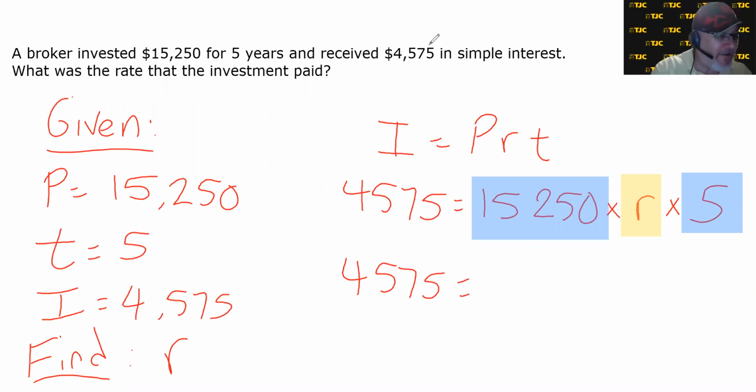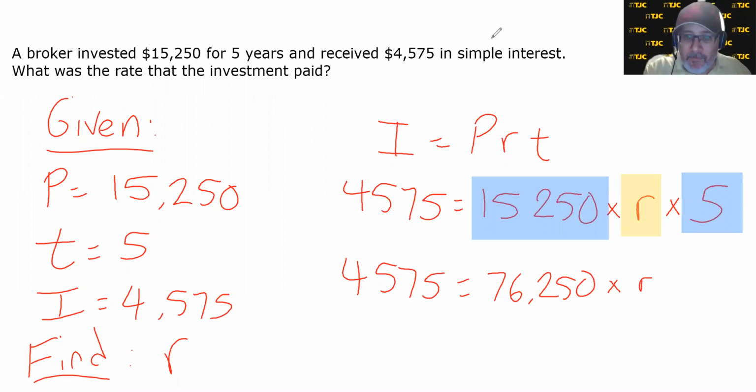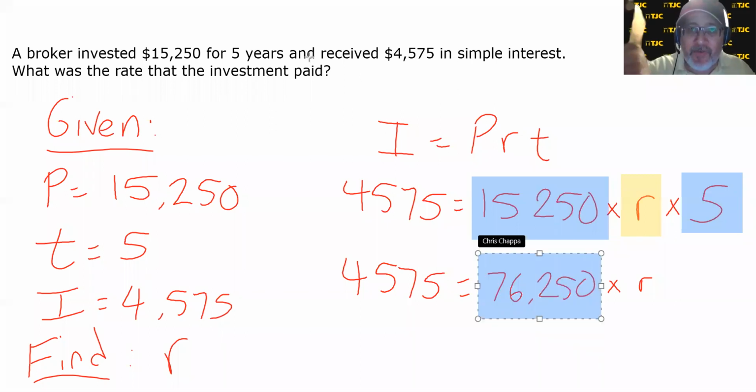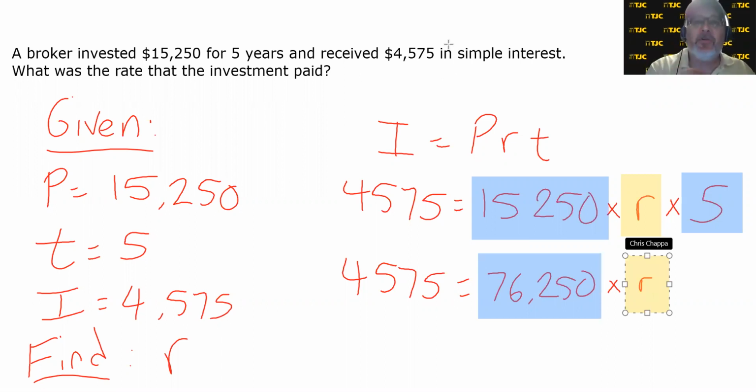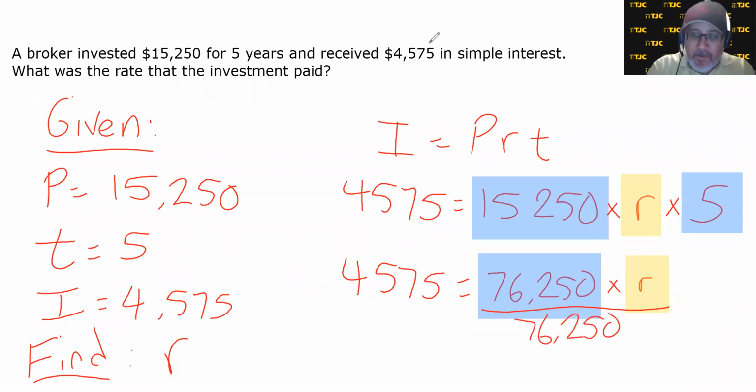15,250 times 5 is 76,250, and that is still multiplied by R. That was supposed to be a highlight. This number is preventing us from our goal, which is to get the R by itself. Because the number in blue is multiplied, we'll get rid of it by dividing, just like we did before. Divide both sides by 76,520 to cancel the number on the R, leaving the R by itself.